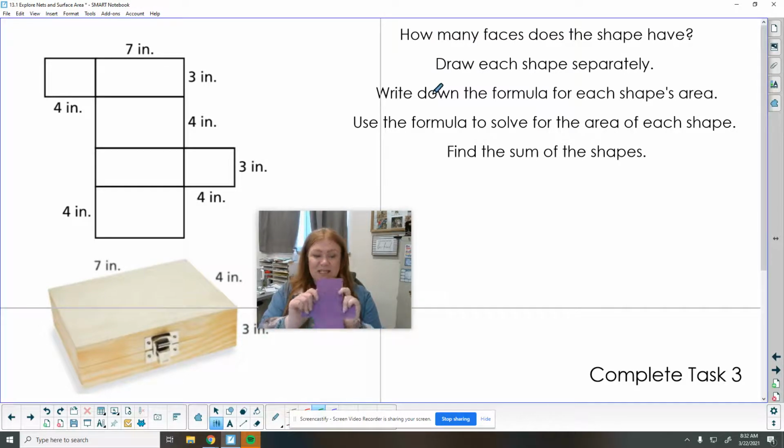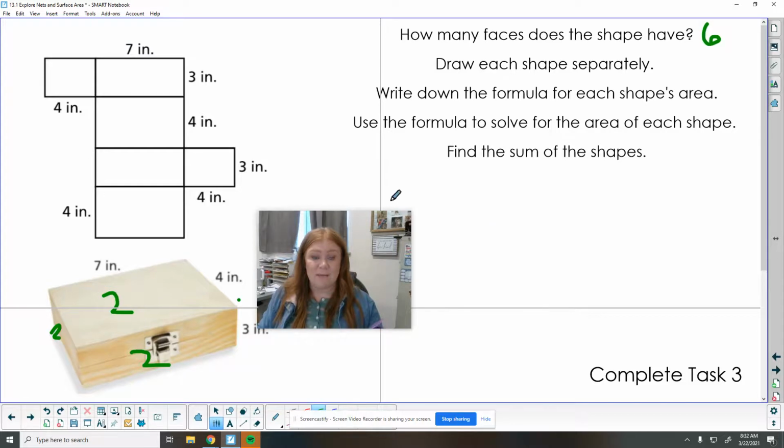So how many faces does a box have? Well, I know I've got 6, and it's a box. The top and the bottom are the same. So I have 2 tops and bottoms. I have a front and a back, and I have 2 sides, 2, 4, 6. So I really just need to find 3 rectangles and then double it.